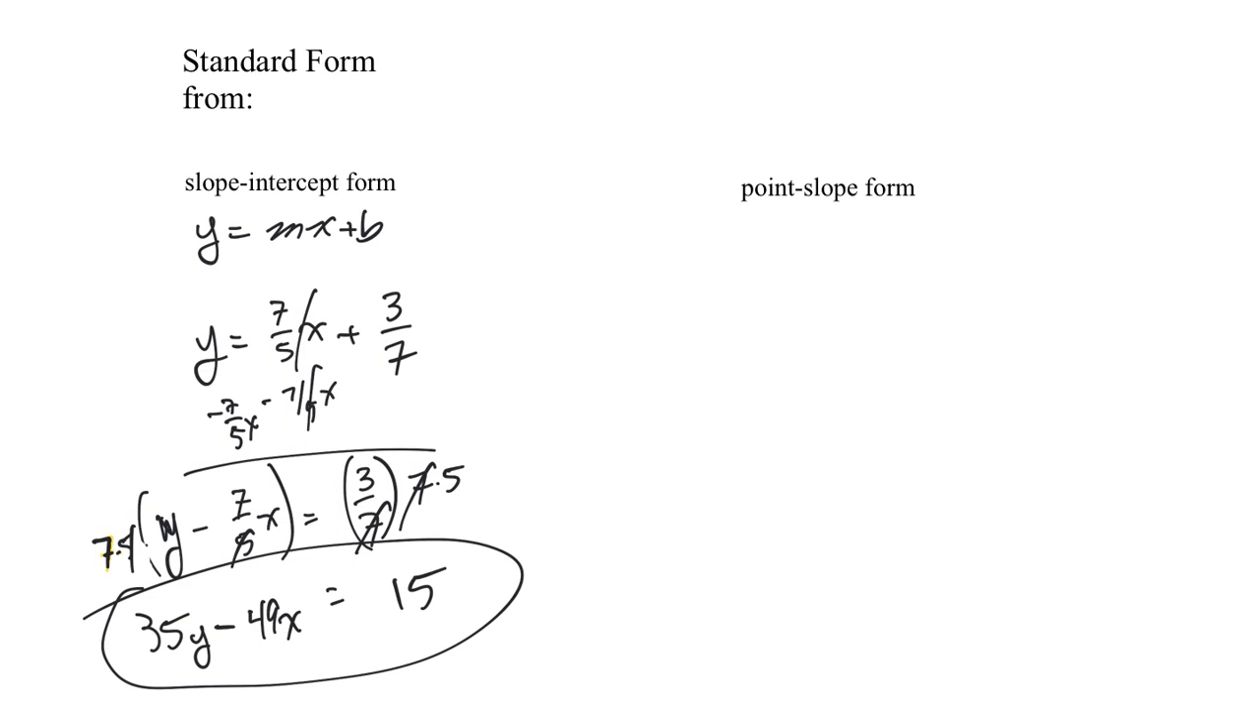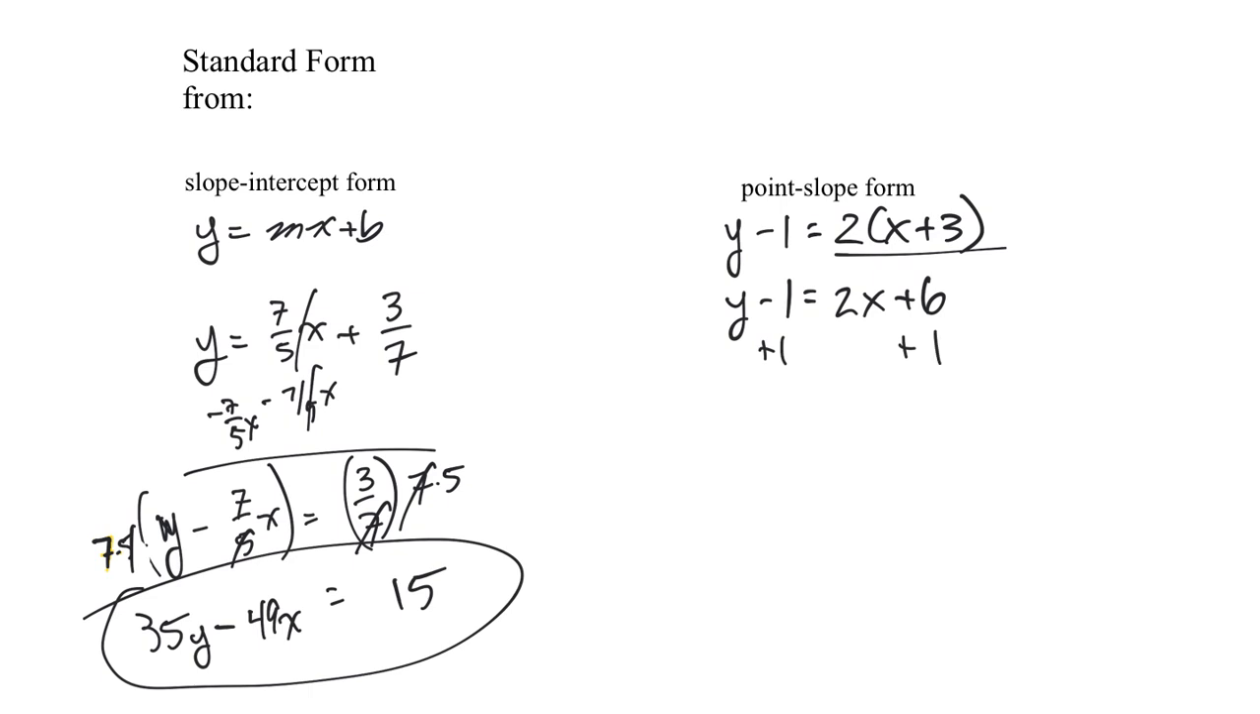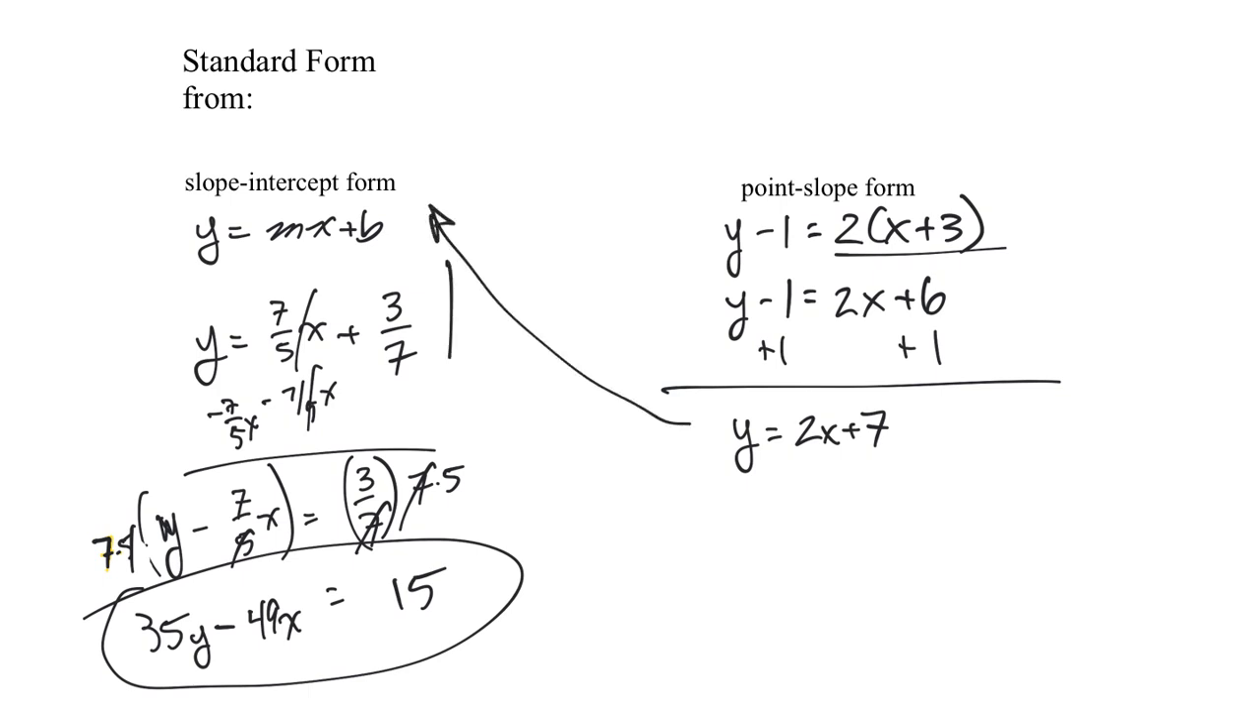And then from point slope form, let's do y minus 1 equals 2 times x plus 3. So I'm going to simplify this side. Then I'm going to add 1 to both sides. Get y equals 2x plus 7. Now it looks like we are in slope-intercept form. So now we're here, and then we just follow this process.